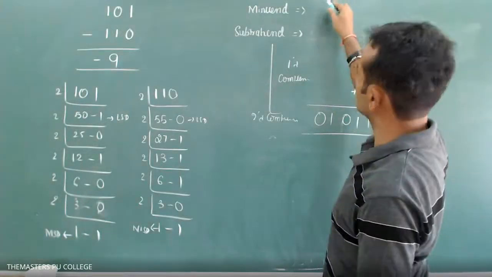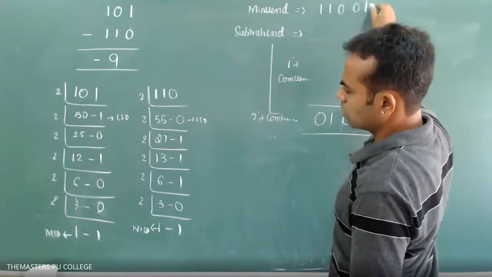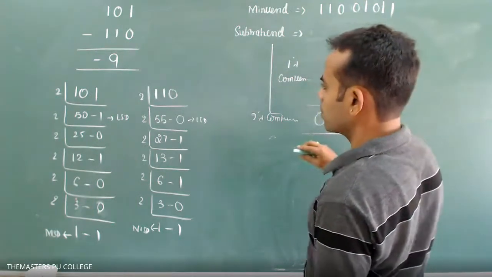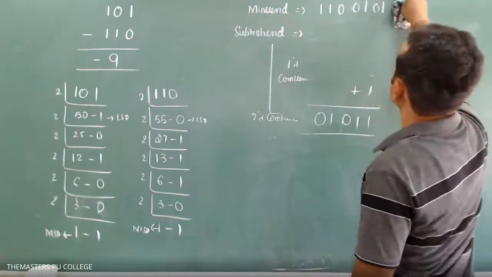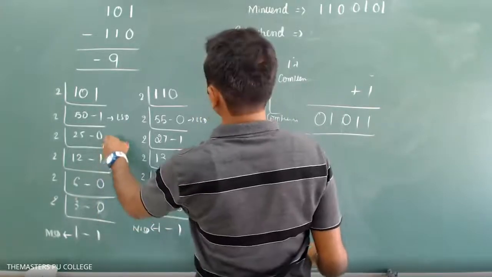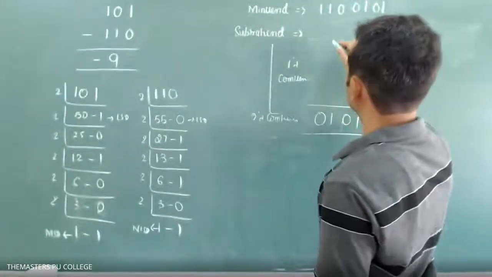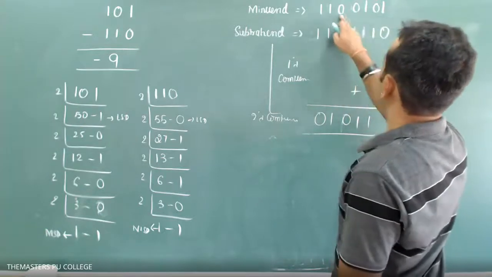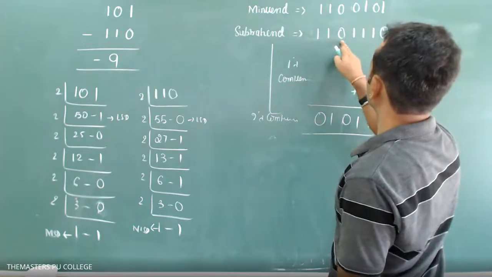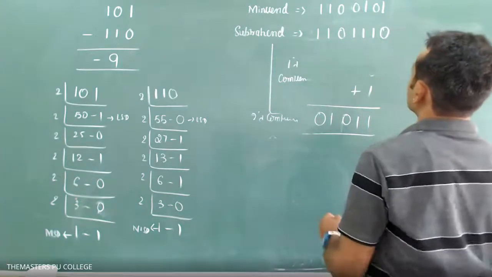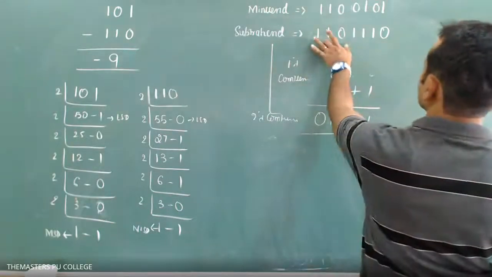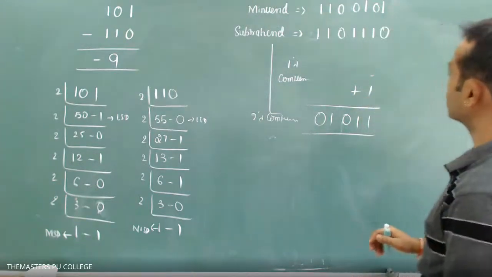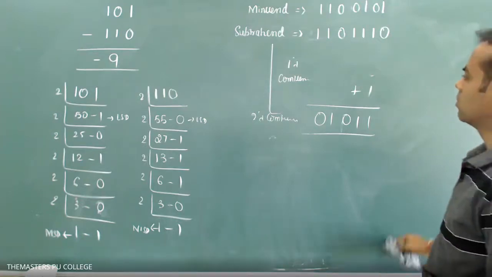Okay, so minus end is 1 1 0 0 1 0 1. Next, so what about this 1 1 0 1 1 1 0. 2 3 4 5 6 7 1 2 3 4 5 6 7 8. 4 3 correct ಆಗಿದೆ ಇದು. ಓಕೆ ನೋಡಿ ಇದು ಕರೆಕ್ಟ್ ಆಗಿದೆ, ಮೈನಸ್ ಅಂಡ್ ಸಬ್ಟ್ರಾಕ್ಟ್ ಕರೆಕ್ಟ್ ಆಗಿದೆ ನೋಡಿ.